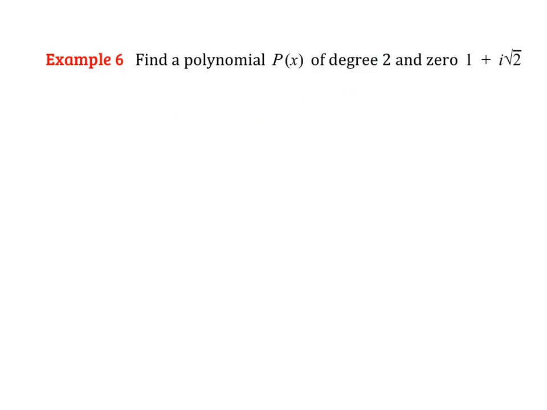Okay, so for this next one, we want to find a polynomial that has a degree of 2 and a zero at 1 plus i root 2. So again here, hopefully you notice that something's not quite right because they only tell us one of our zeros, 1 plus i root 2, but it has a degree of 2. So according to the complex conjugate theorem, our other zero will be 1 minus i root 2. So now we can make our factors.